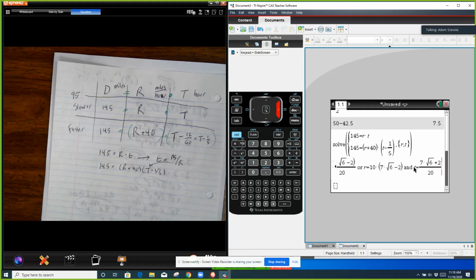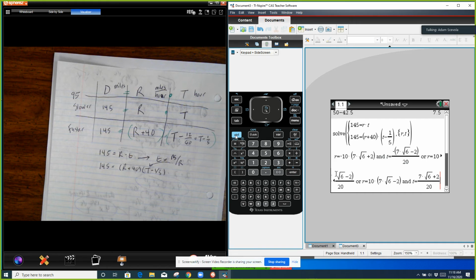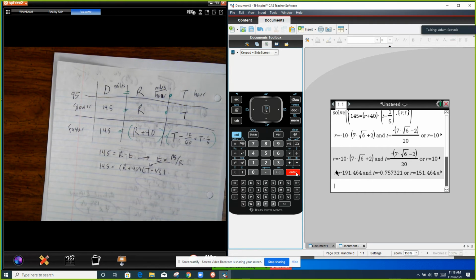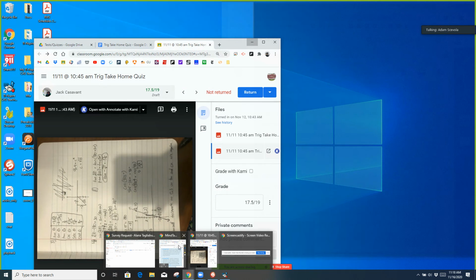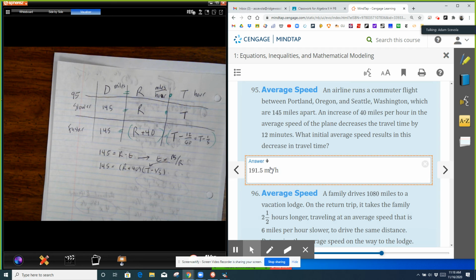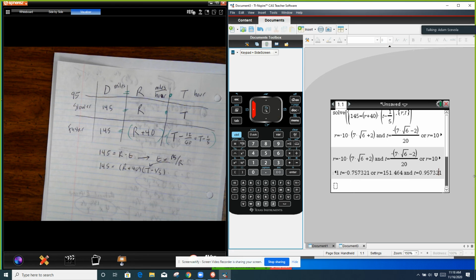All right, let's see if we did it right. Maybe I typed something in wrong here. We check the answer: average speed, 191 miles per hour. What did I get? Womp womp. Something isn't right. Speed increased by 40, the time decreased by 1/5. That's weird. I don't know what I did wrong. The speed went up, the time went down. Well, let's read the answer again. Maybe I misread it. 191.5.